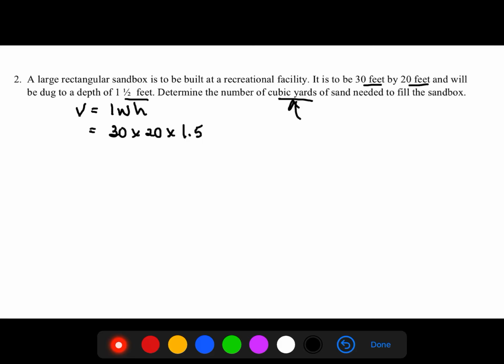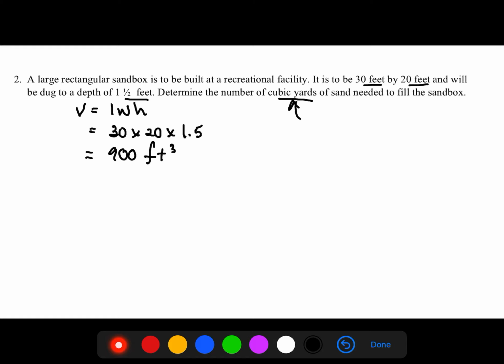We've got 30 times 20 times 1.5. It's still exact, and we can just put that into our calculator more easily. So when we find out, we get 900 feet cubed. Now, we need this in cubic yards.